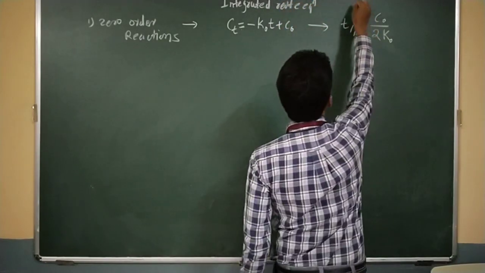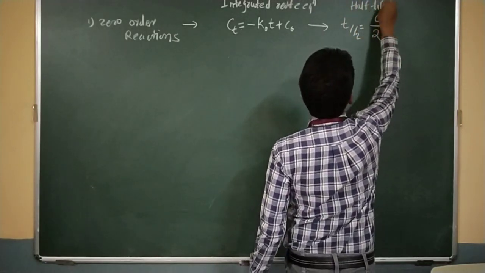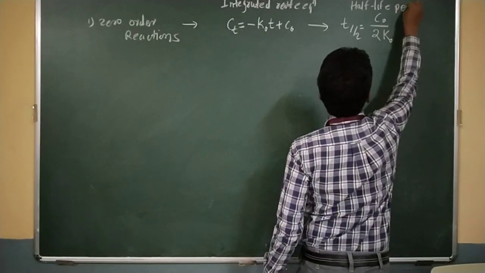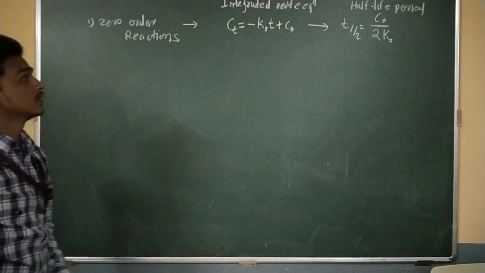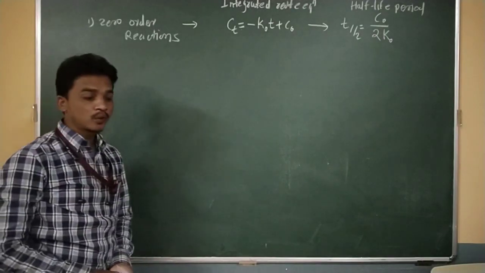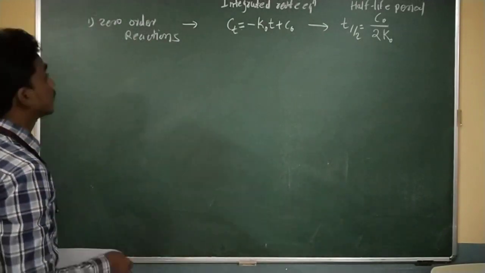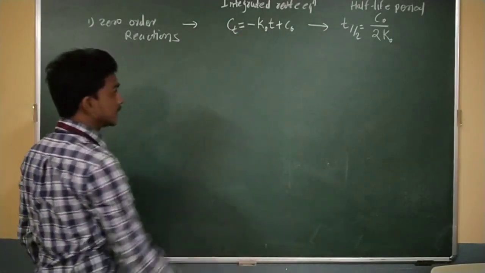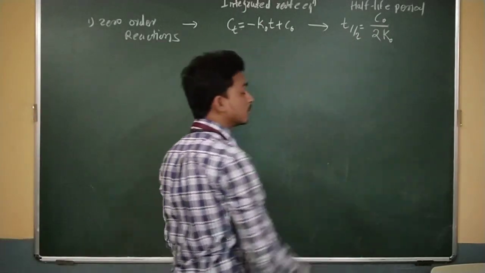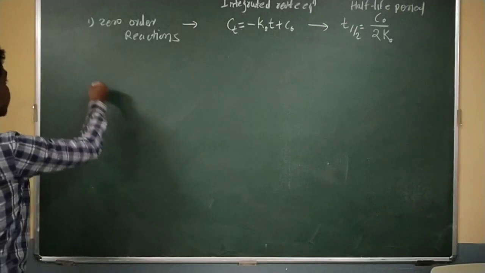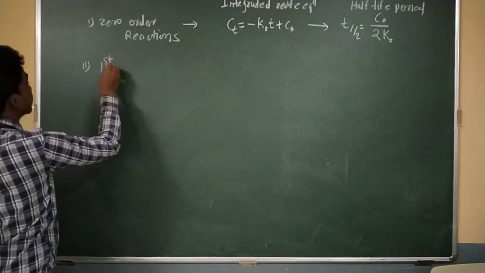And this is the half-life period. So you have to remember half-life period. You have to remember all these things, because on this basis we can calculate the numerical problems, and so you have to remember these integrated rate equations for zero order reactions and half-life period for zero order reactions. Like that we have covered the second thing, that is first order reactions.